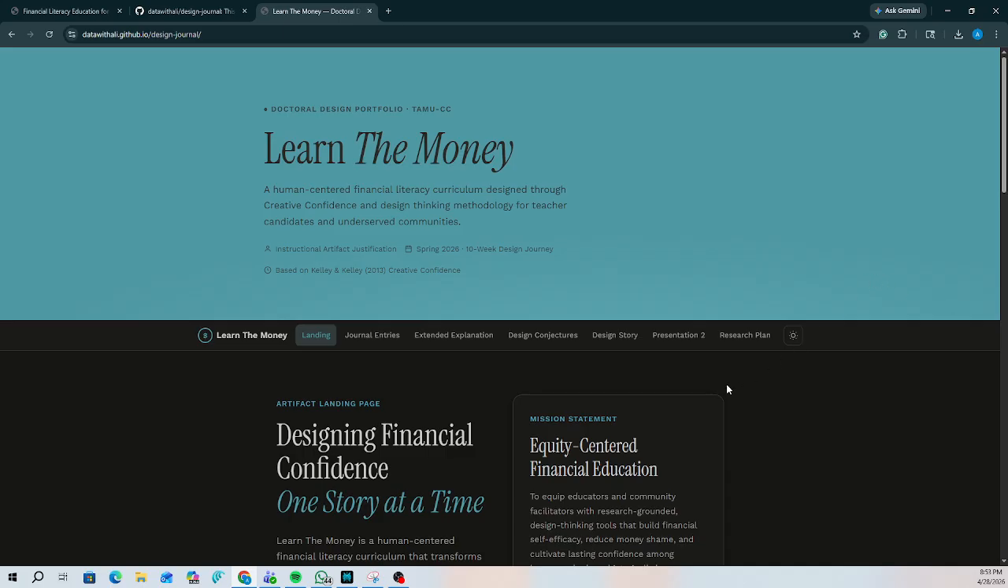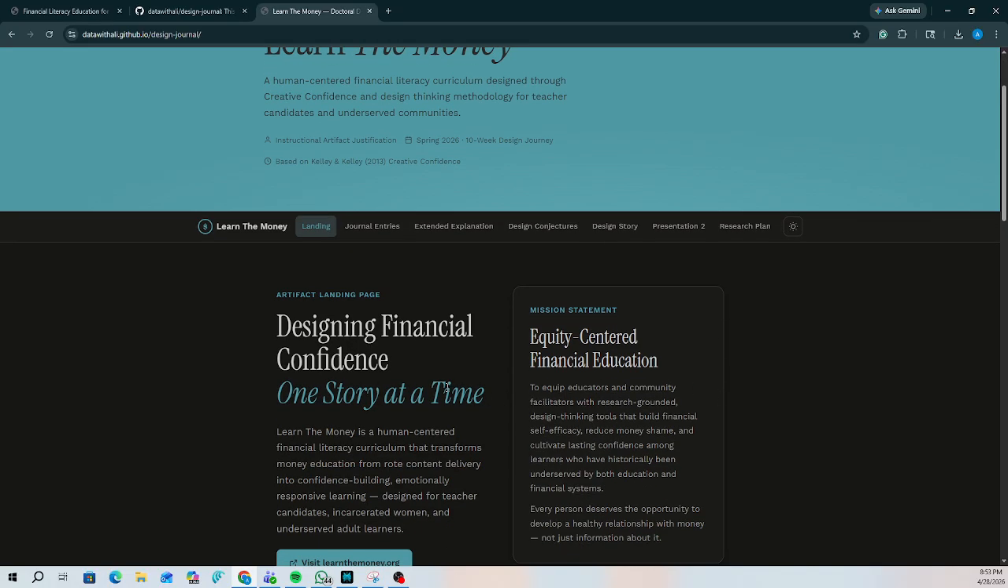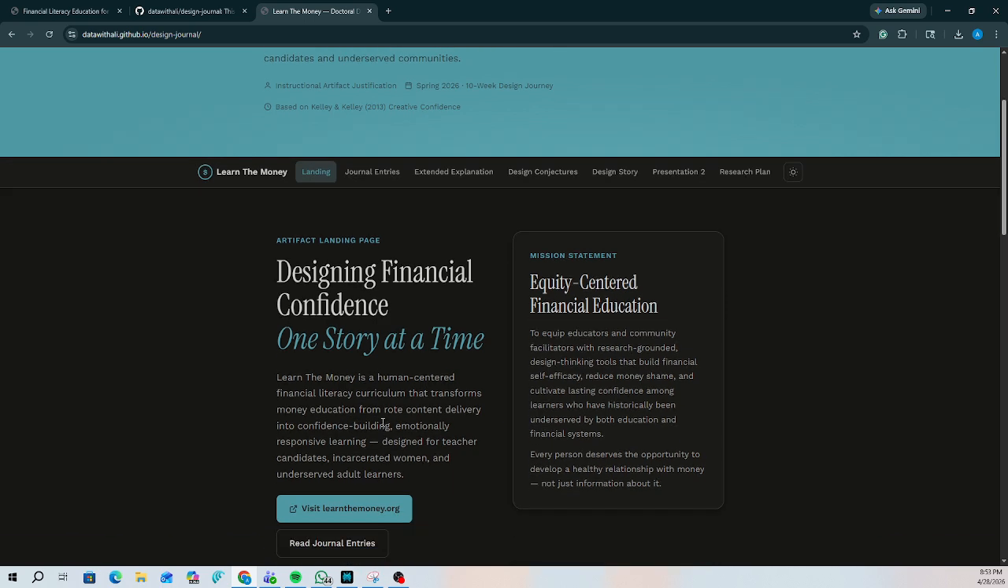Just below, there's a short abstract, roughly 150 to 200 words, that explains the core problem this artifact addresses: how many learners feel anxiety, shame, or confusion around money, and how that affects their ability to participate in financial decision making. The abstract also summarizes the design response, a public, iterative journal that makes the learning process, the theory, and the revisions transparent. They will learn much more through this website.